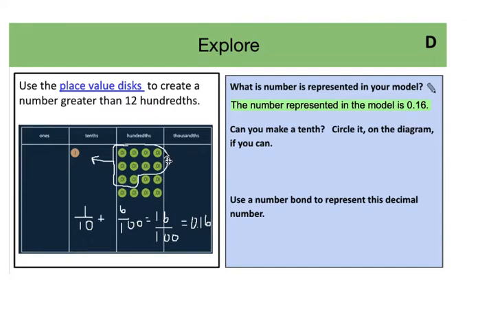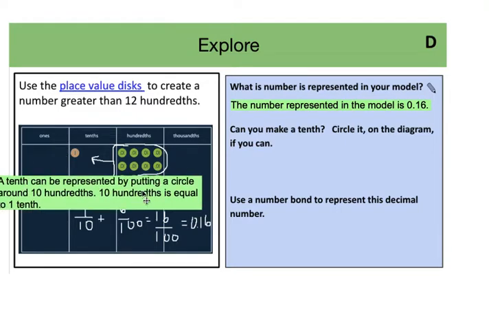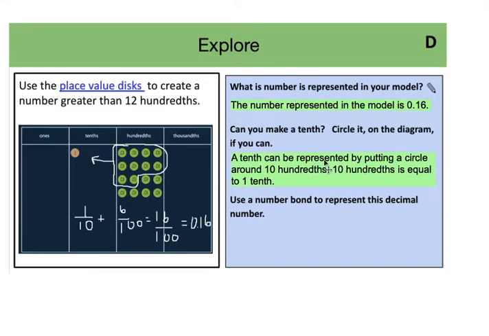So a group of 10 moves us to the left column. Just like if I had 10 $1 bills, I would have to write that 1 in the tens place. So a tenth can be represented by putting a circle around 10 hundredths. 10 hundredths is equal to 1/10.